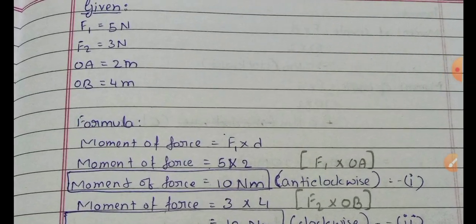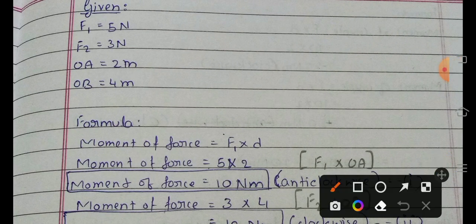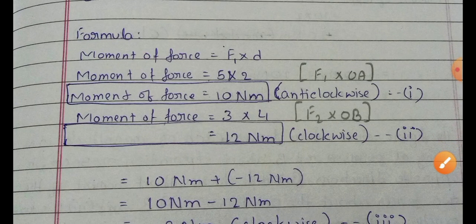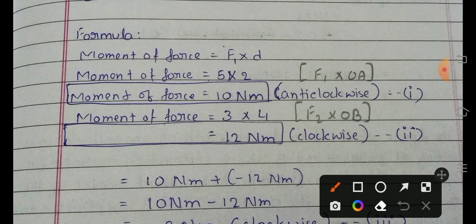Now F1 equals 5 Newton, F2 equals 3 Newton, OA distance is 2 meter, OB distance is 4 meter. That is everything given. Next, apply the formula and substitute the values and you will get the answers. For F1, at point A, you will get 10 Newton meter, that is anti-clockwise, and at point B you will get 12 Newton meter, that is clockwise.